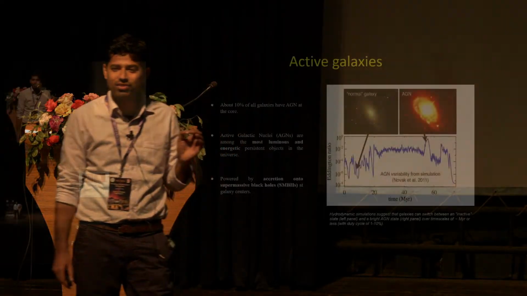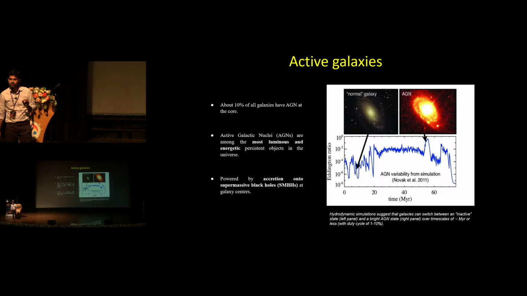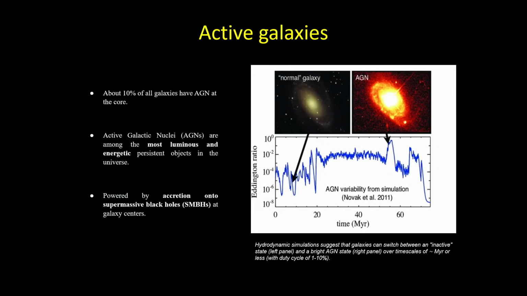AGNs are a powerful and energetic process. It's a persistent object in the universe, emitting energy of 10 to the power 42 to 47 ergs per second. They are powered by accreting supermassive black holes, millions to billions of solar masses. If you see the simple hydrodynamic simulations, when the object is accreting at a very low level, 10 to the power minus 6 times the Eddington ratio, then you see the galaxy as a normal one. It's a boring one.